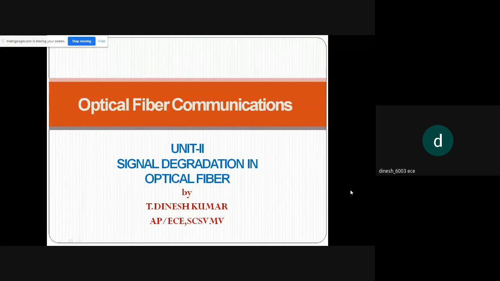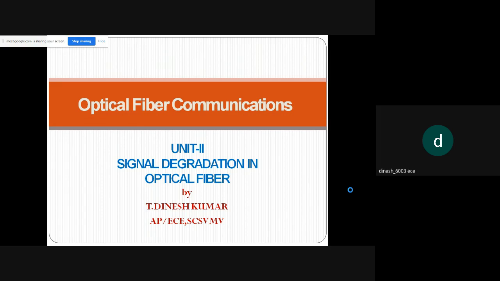As the distance of the optical fiber increases, the input power will remain the same, but the output power will gradually decrease, which we call degradation. Since the transmitted signals get degraded, we need to analyze how they get degraded, in what way, in what fashion, in what ratio, which we are going to see in this unit.